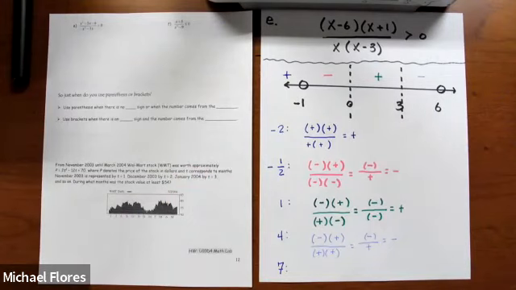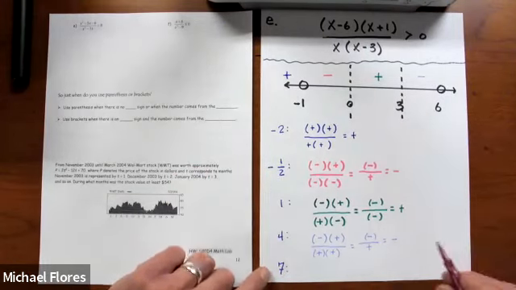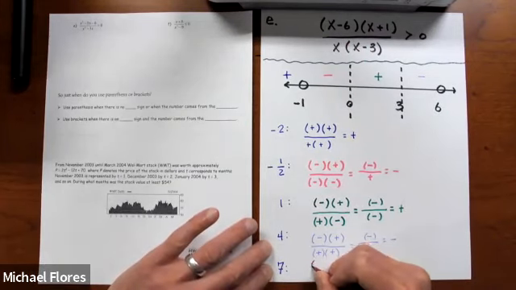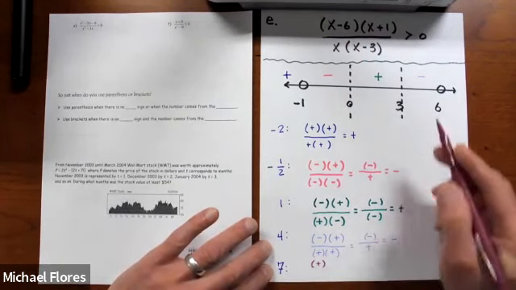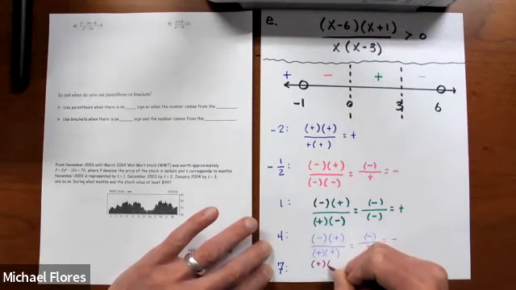Last number. 7 minus 6, that's a positive number. 7 plus 1, that's a positive number.